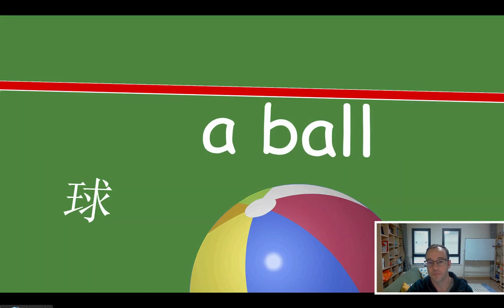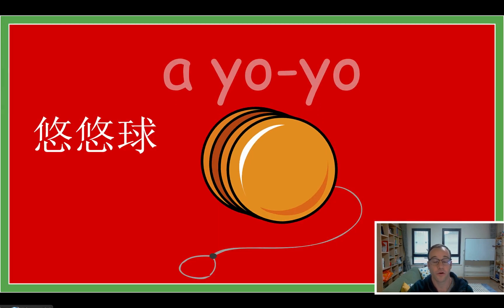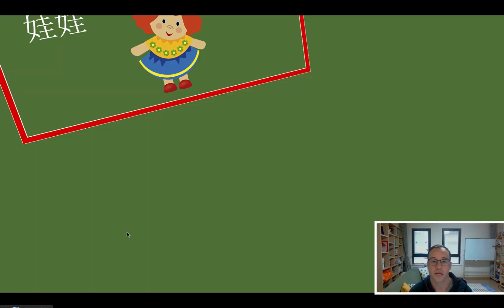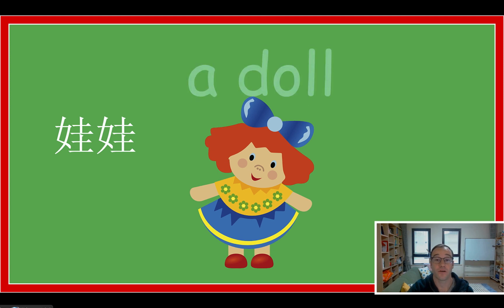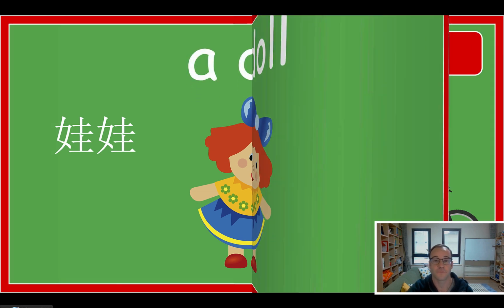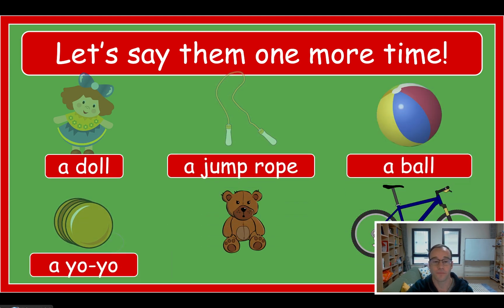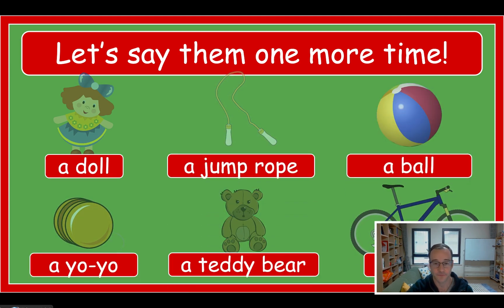So a ball, a yo-yo. If you're in China, this is really easy because the Chinese is literally the same thing. Okay, so it should be quite easy. And a doll. They should definitely know this. All right, so it should be easy enough. And then go over them all one more time. So a doll, a jump rope, a ball, a yo-yo, a teddy bear, a bike.